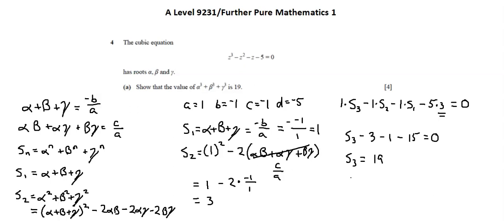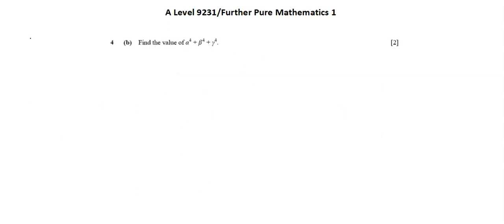Recall that s sub 3, using the general term for s sub n, equals alpha cubed plus beta cubed plus gamma cubed equals 19. That completes the requirements for A. Let's go on to part B. Find the value of alpha to the power of 4 plus beta to the power of 4 plus gamma to the power of 4.